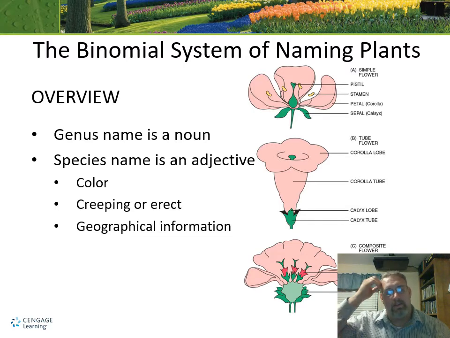So the genus is going to describe some portion of the plant or give some information about the plant. And other plants that are related to this plant will have the same genus, but then to differentiate the specific species is where we will start to give it more clarity: what color it is, what variety it is. If it comes from a specific geographical location, we will start to delineate those species out.